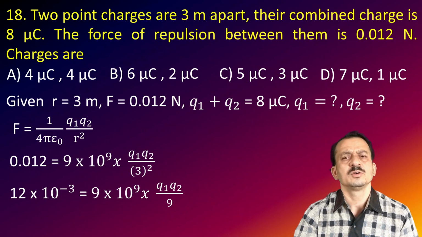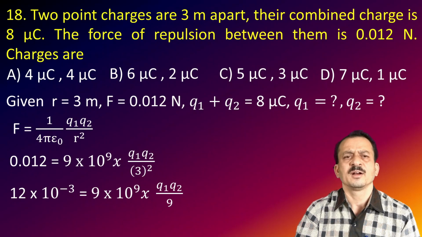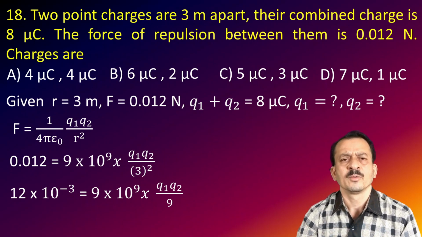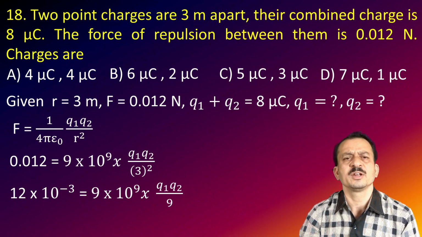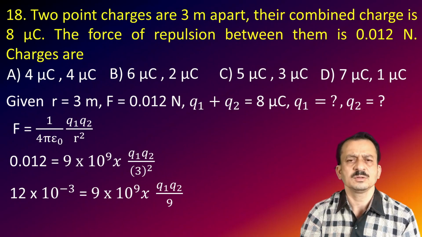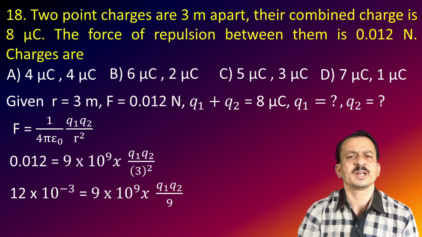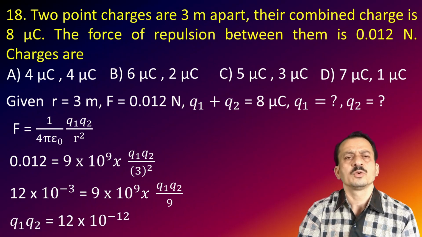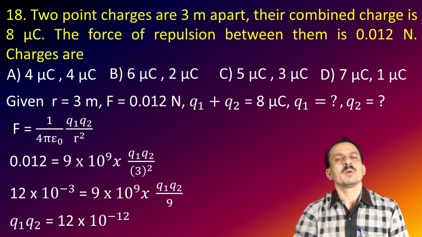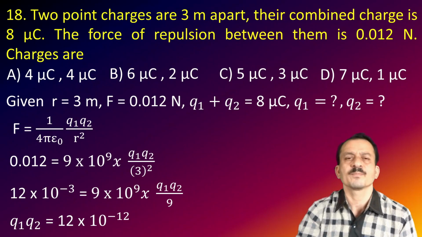Therefore 12 into 10 to the power minus 3 on the left hand side, that is equal to 9 into 10 to the power of 9. So 9 get cancels here. We are left with Q1 Q2 is equal to 12 into 10 to the power of minus 12 coulomb square.